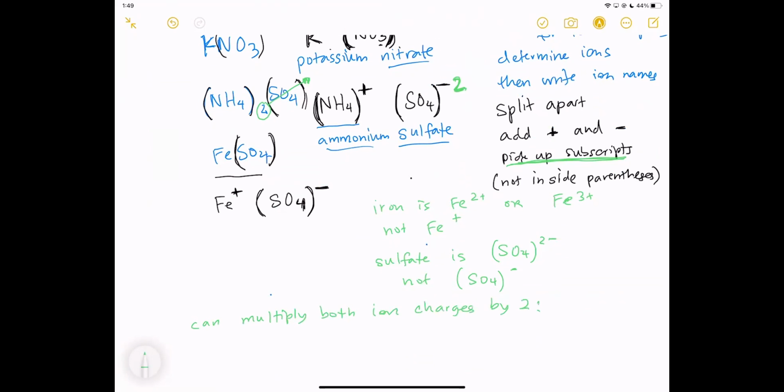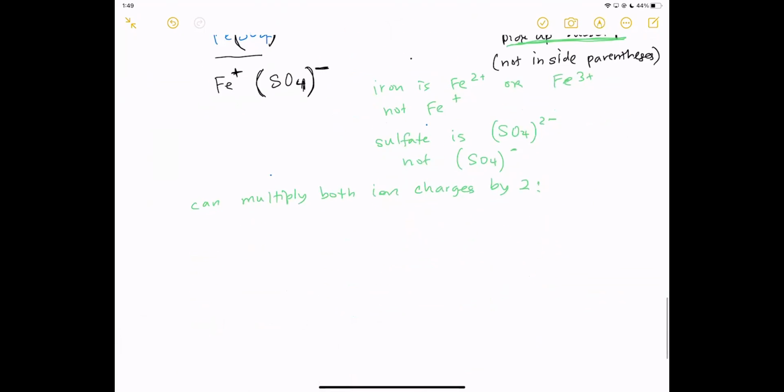So this will become, let's switch this out, move this up a little bit, Fe 2 plus, and in parentheses, SO4 2 minus. And now you have a correct ion charge for iron, and you have a correct ion charge for sulfate. So the name of this one is iron with a Roman numeral 2. And the name of this one is sulfate on the polyatomic ions list.